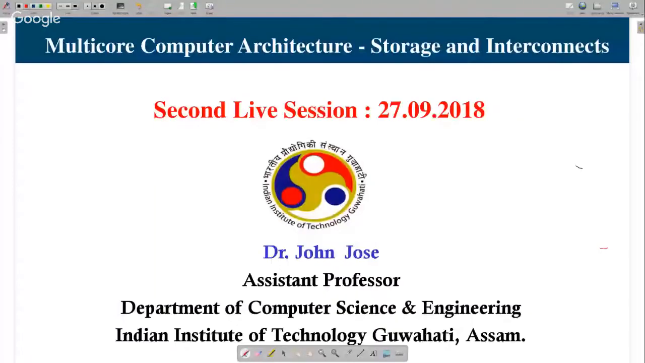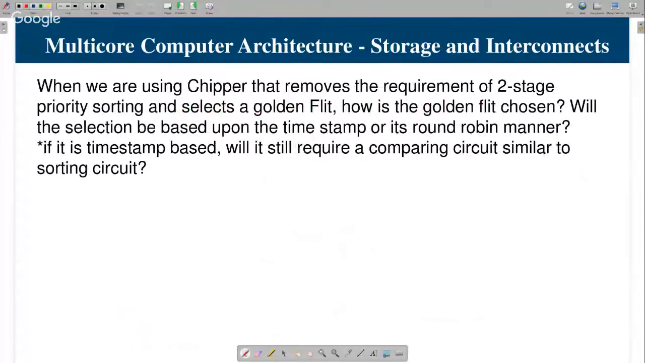Let me take up the slides that will help us. This week, the majority of the questions are from the network on chip architecture. So let me go to the very first question. When we are using CHIPPER, which removes the requirement of two-stage priority sorting and selects a golden flit, how is the golden flit chosen? So this is the first question.